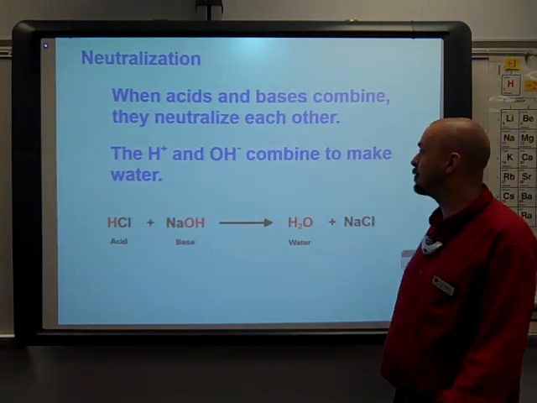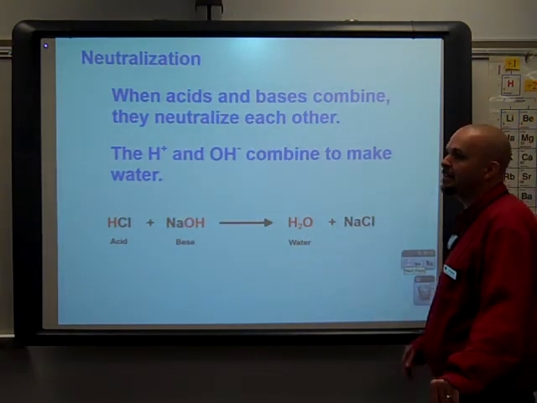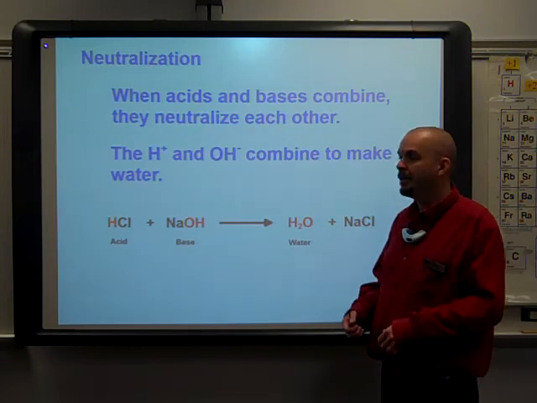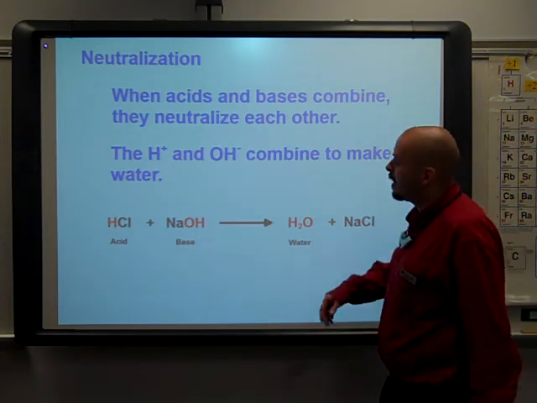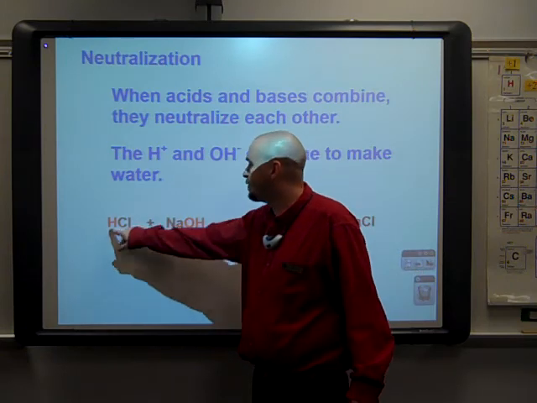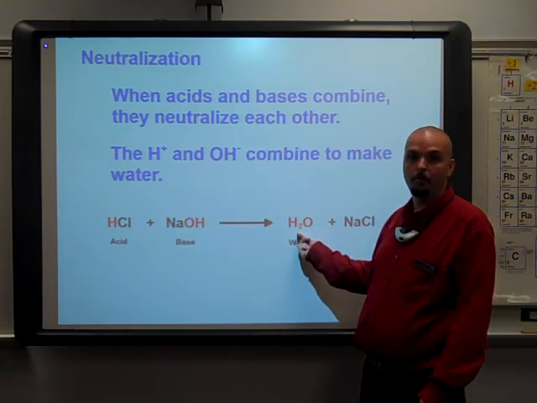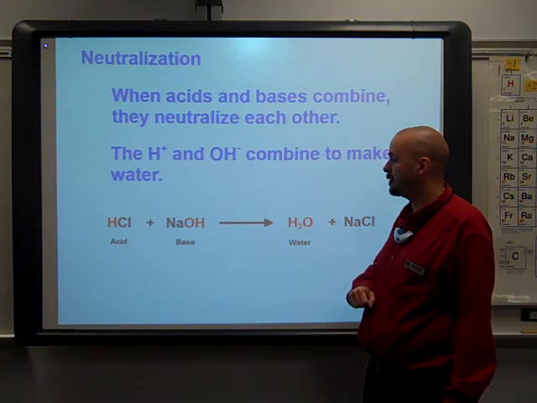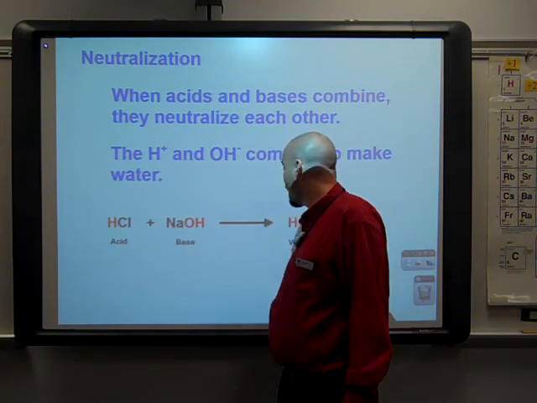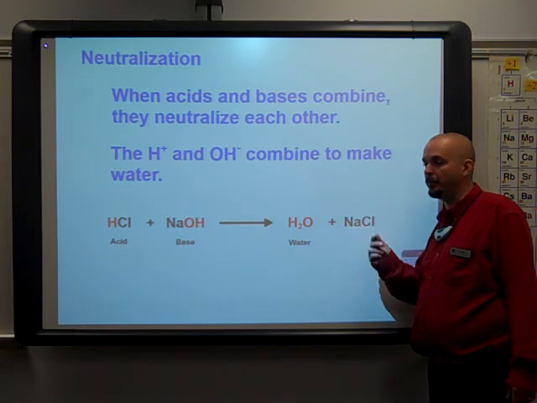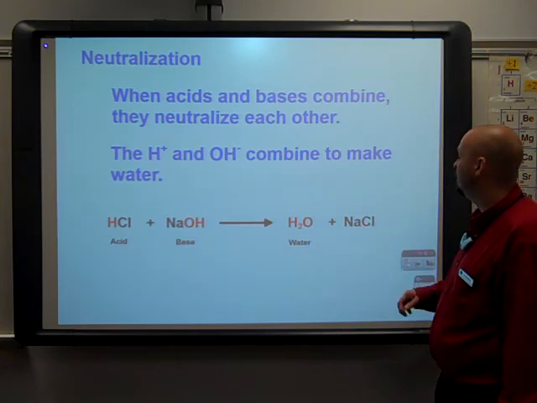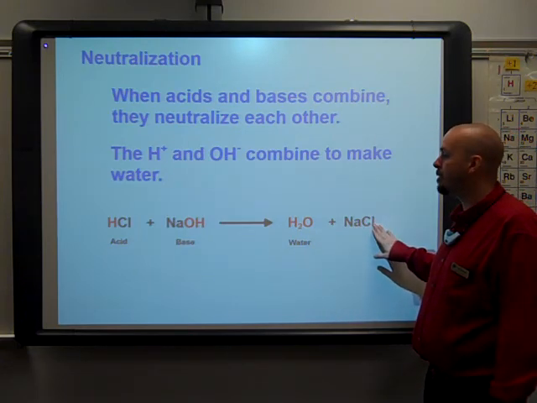Last thing I need to talk about is neutralization. When you mix an acid and base together, they neutralize each other. They cancel each other out. The hydrogen from the acid, the hydroxide from the base, those two ions that they produce, combine together to make water, a neutral substance. The leftover ions combine together to make an ionic compound that we refer to as a salt. This one is table salt, sodium chloride.